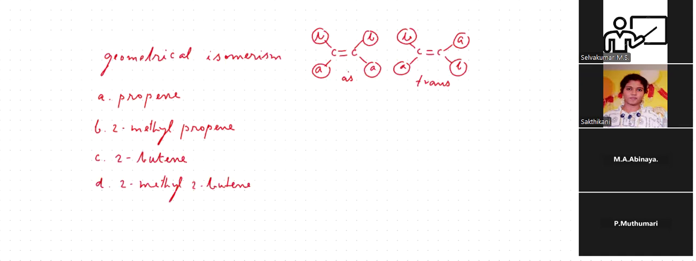Propene: CH3, CH, double bond CH2. If you write this in the geometrical isomeric form, C double bond C, in this carbon both the sides have hydrogens. And here, 1 hydrogen and 1 methyl group are present. So even if you interchange these two groups, this will not lead to geometrical isomerism. So the first is not going to give geometrical isomerism.